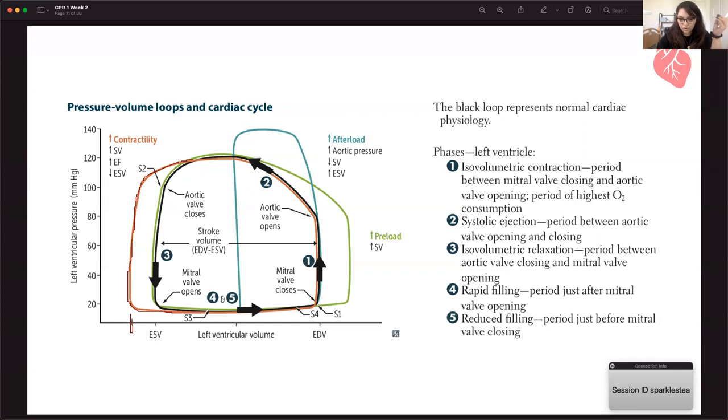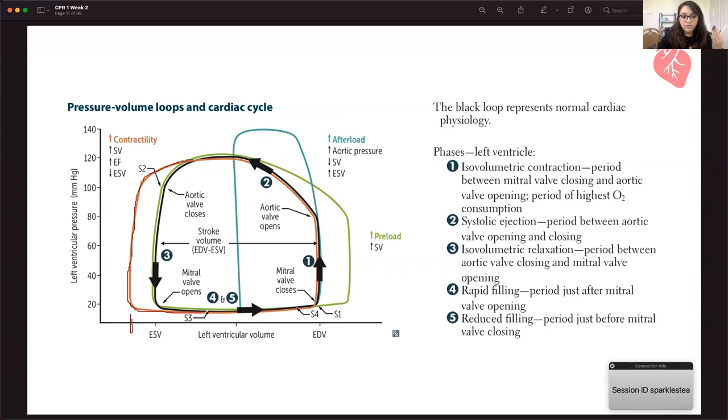And that's kind of how you want to approach each of these formulas. So whenever I see stroke volume, think about how it applies with all these concepts. Your ejection fraction is going to also increase because you have more blood in that ventricle. For the end systolic volume, like we said, it's decreasing.